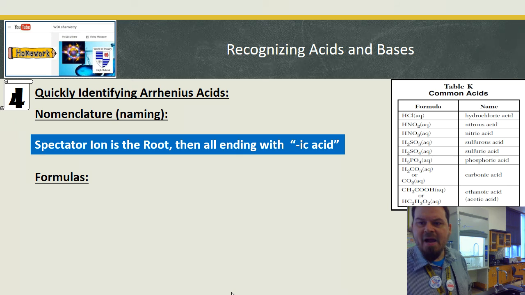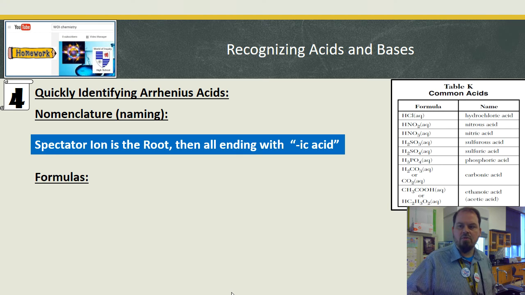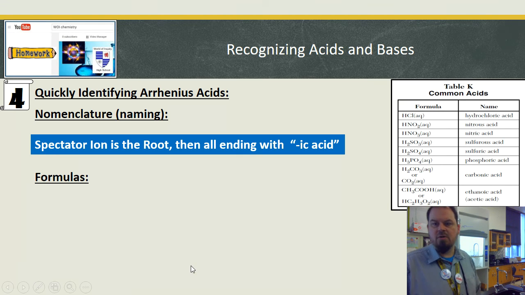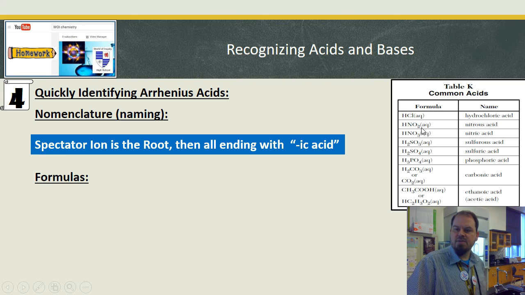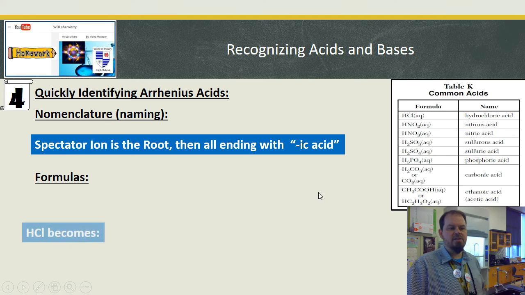So Cl minus is chlorine, hydrochloric acid. He's the only one that starts with hydro. But this one starts with nitrous. And this one starts with nitric. And sulfur, phosphoric, carbonic, coming from carbonate. Okay, so I use the root.